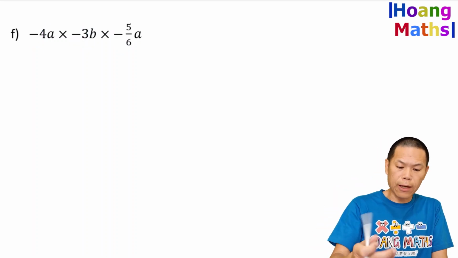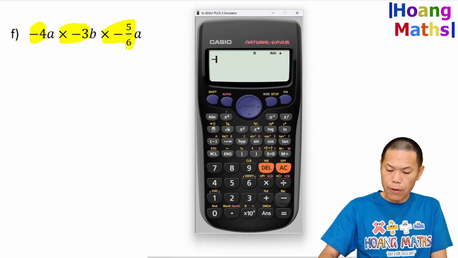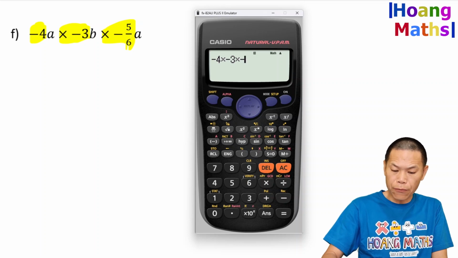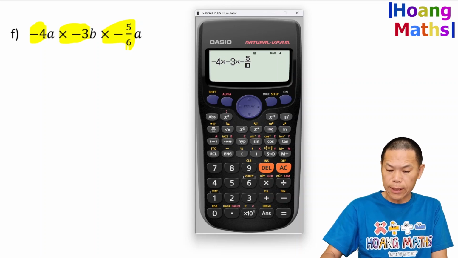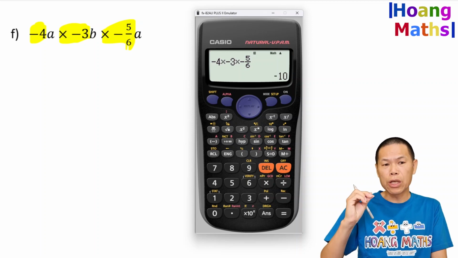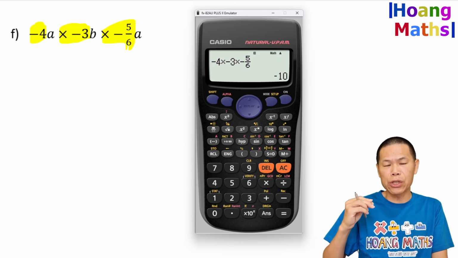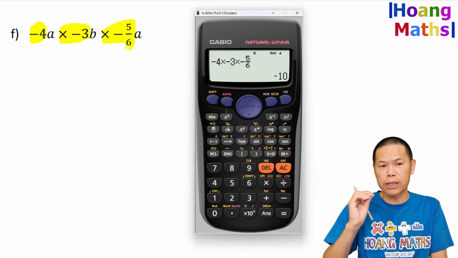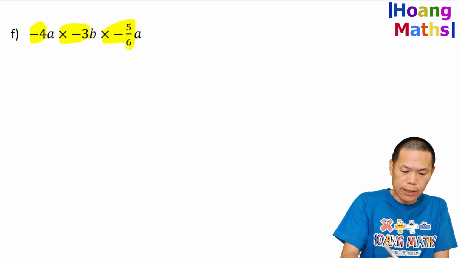Otherwise, I can just use a calculator. We just go negative 4, or minus 4 if you wish, times negative 3 times negative fraction 5 over 6. See, very simple. With numbers, if you're not good with your multiplication skills, of course, you can just use a calculator, but you need to know the process. So the answer is negative 10.